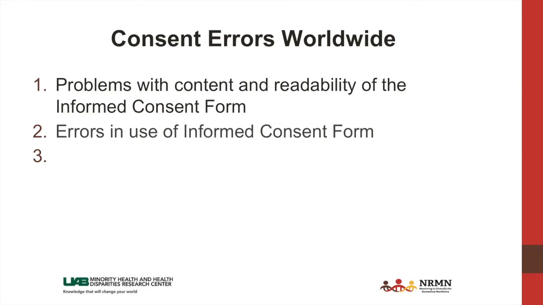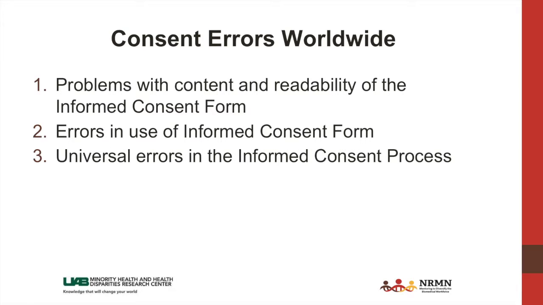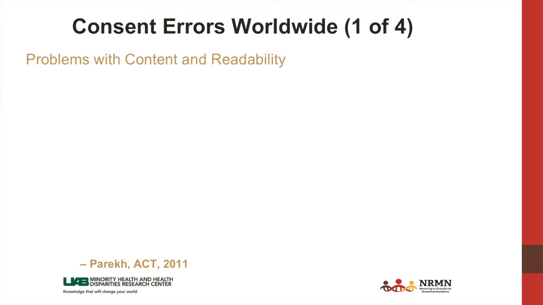The second set of errors are errors in the use of the informed consent form itself. And then the third set of errors are universal errors in the informed consent process itself. So let's look at the very first set of errors with problems with the content and readability.